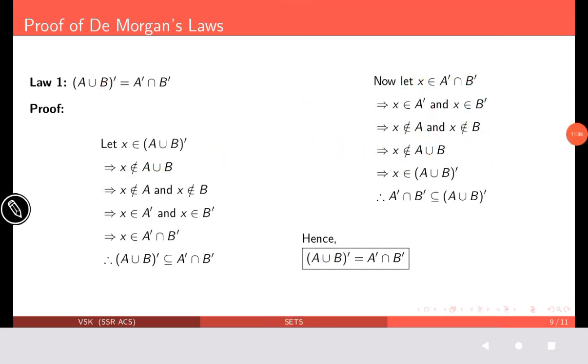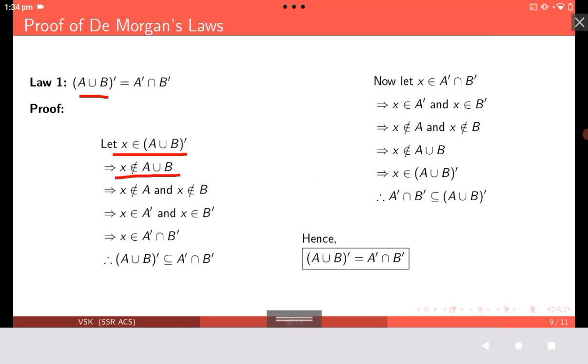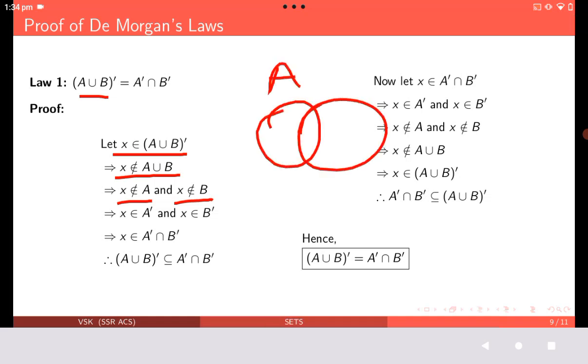So how to prove? As I told you the method, in general, we will have to take an arbitrary element in the left side, means in this set. Now it is in the complement of A union B, so it will not be in A union B. Now if it is not in A union B, it means it cannot be in A, it cannot be in B. Because recall that this is A union B. If X does not belong to A union B, that is, it should be outside this X, A and B. So it does not belong to A, it does not belong to B.